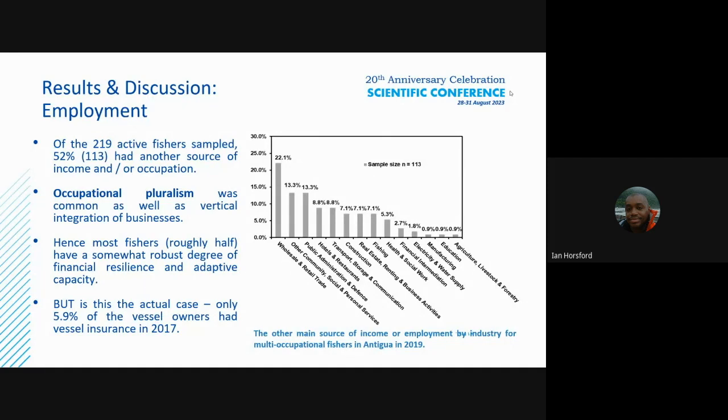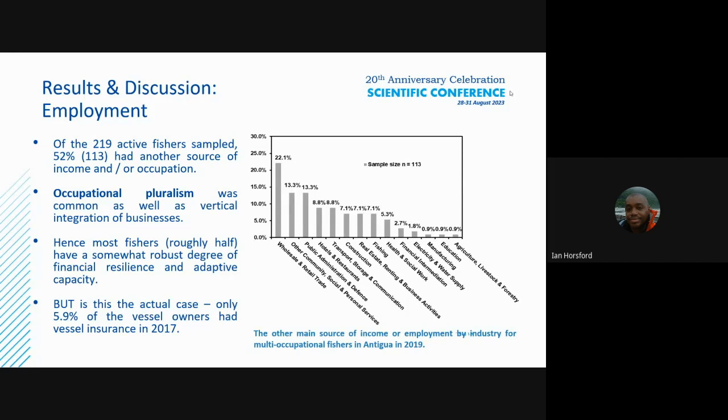Now, there are very few papers looking at occupational tourism in the sector, but most fishers tend to have not only a diverse source of income, but they also tend to vertically integrate their business. For instance, you may operate a boat, but you may also have a fish shop, or you may have a restaurant. So that is very common within the sector.